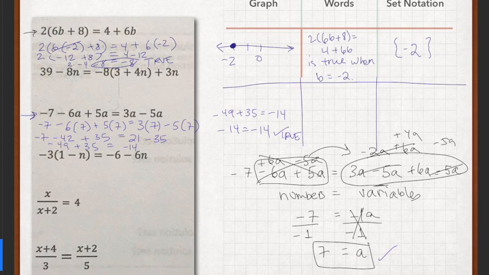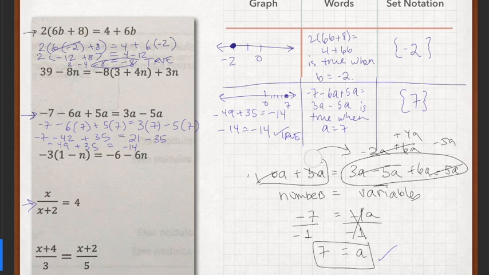Now that we know that we solved this correctly and that this indeed is the solution set, we want to go ahead and start by graphing first. Our solution set in here is 7 in words. Now let's go ahead and do the second to last one.